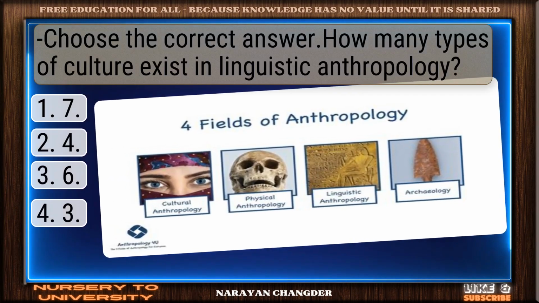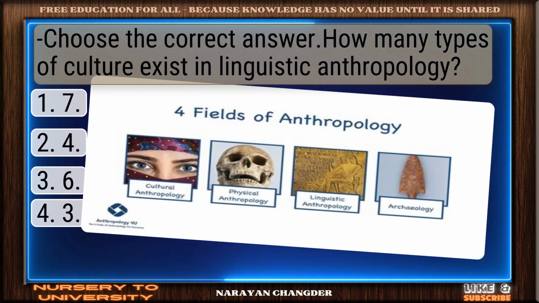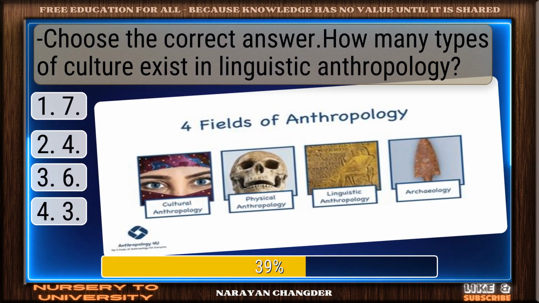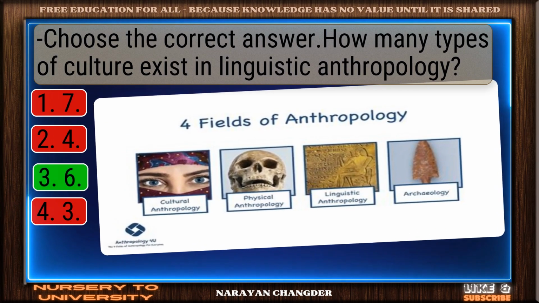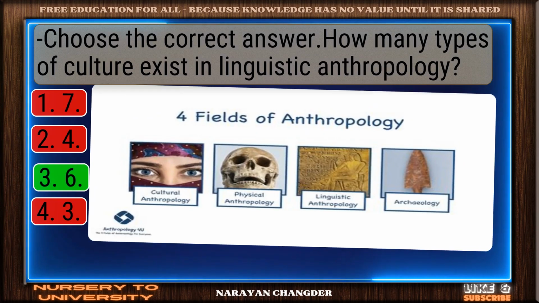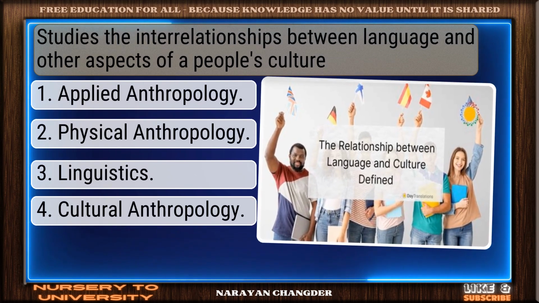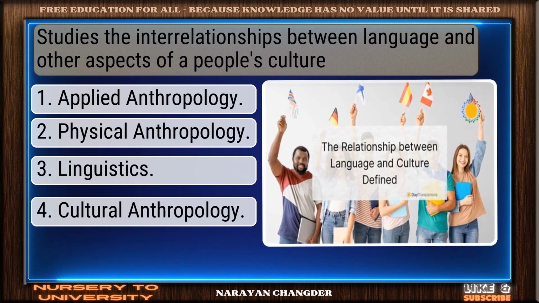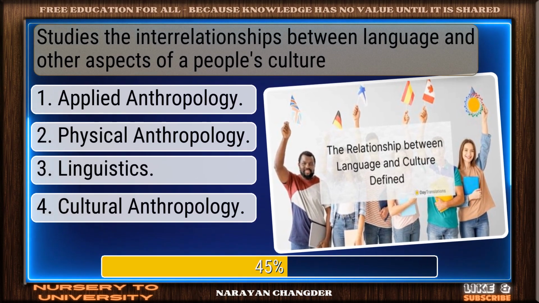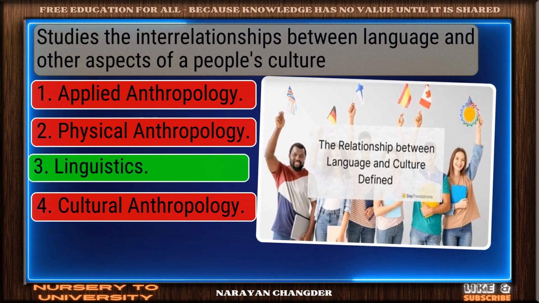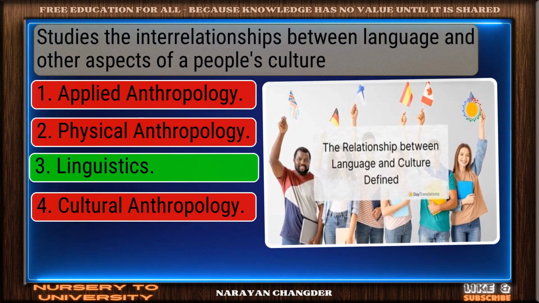Choose the correct answer. How many types of culture exist in linguistic anthropology? Perfect. 6 is the correct choice. Studies the interrelationships between language and other aspects of a people's culture. Right choice. Linguistics is the best answer.